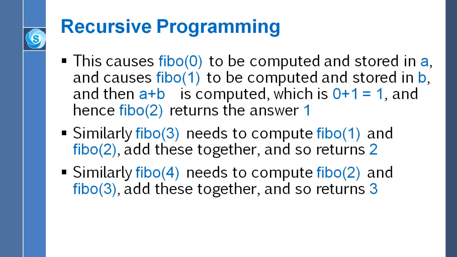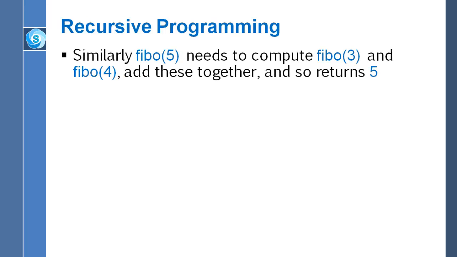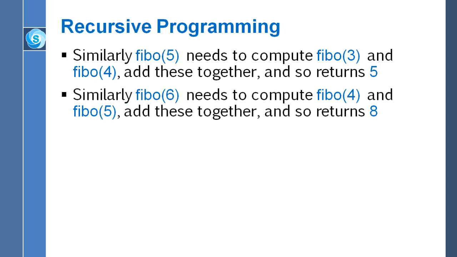Okay? Fibo of 4 is going to be the result you get from Fibo of 2 plus Fibo of 3. So that's going to be 1 plus 2 is equal to 3. Fibo of 5 is Fibo of 3 plus Fibo of 4, which is going to be 2 plus 3 is 5. Okay? Continuing one more time, Fibo of 6 is going to be Fibo of 4 plus Fibo of 5, so that's going to be 3 plus 5, that's 8. And so forth. Okay?